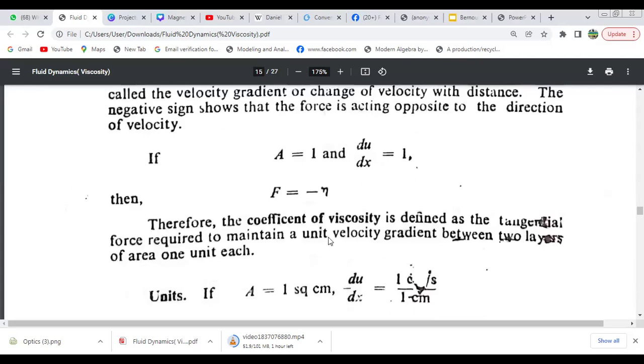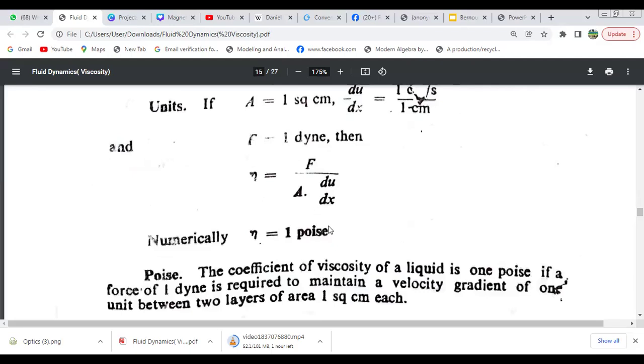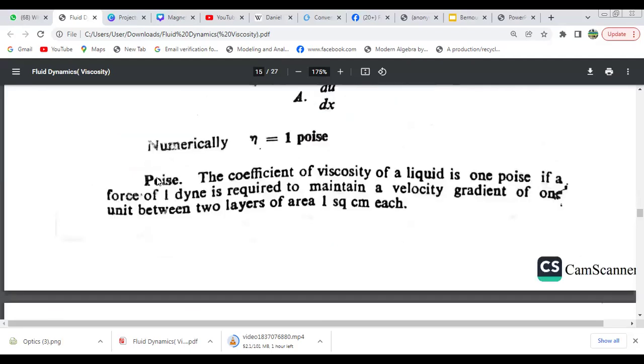In that case, we can define the coefficient of viscosity as the tangential force required to maintain a unit velocity gradient between two layers of unit area. That means what will the units be? If A is equal to 1 square meter and the rate is 1, the force will be 1 unit. In that case, eta can be defined by the Poiseuille. So this Poiseuille is the unit of the coefficient of viscosity. The coefficient of viscosity of a liquid is 1 Poiseuille if a force of 1 dyne is required to maintain a velocity gradient of 1 unit between two layers of unit area, that means 1 square centimeter.